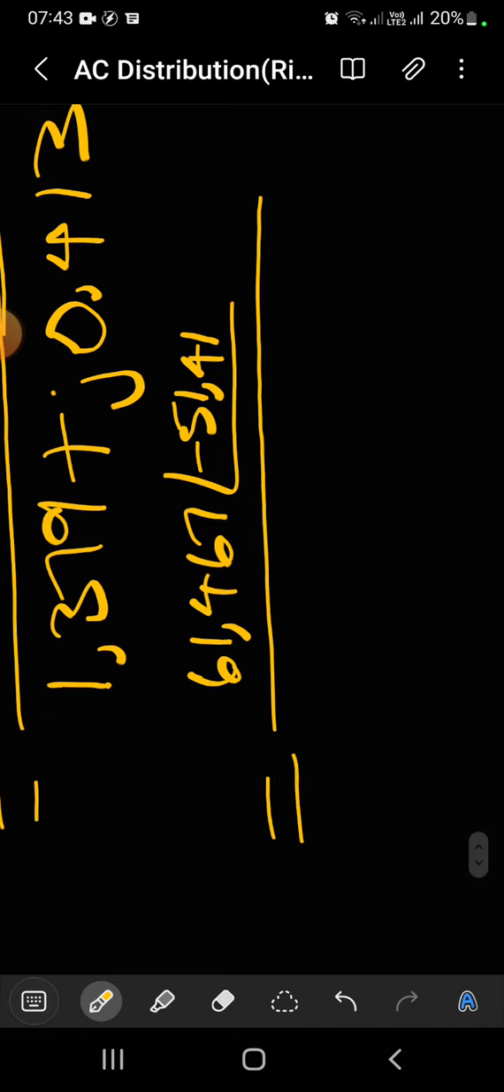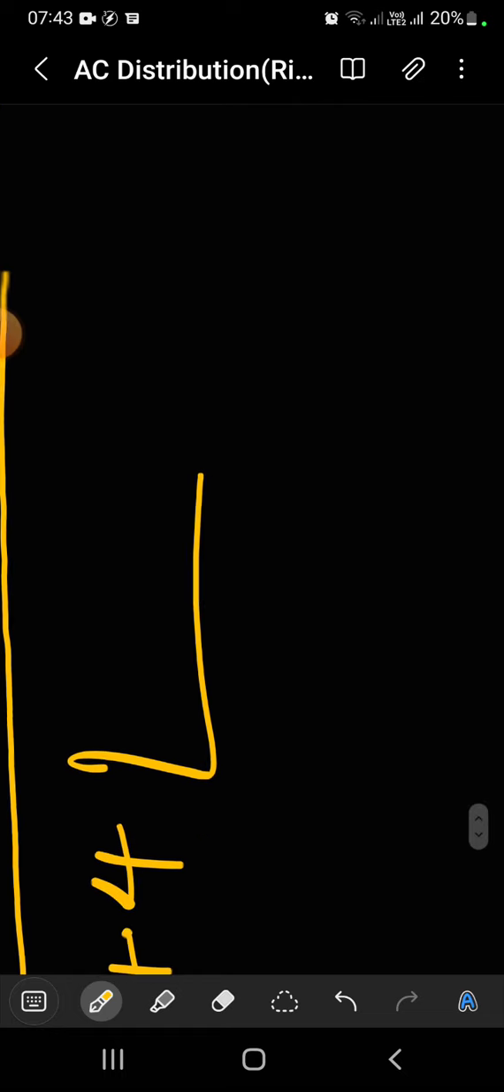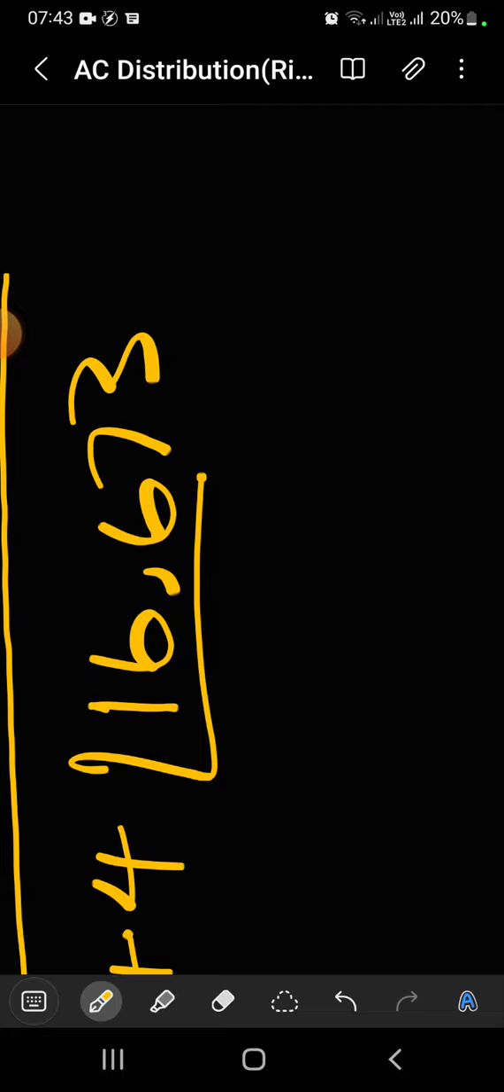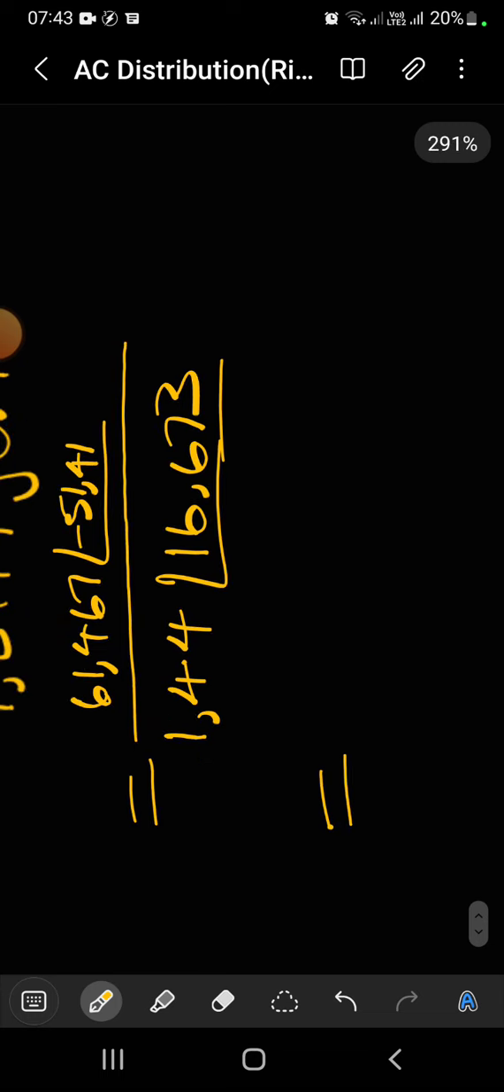All over. Now we're going to convert that to polar, right? Polar of the answer. And then you have your magnitude as 1,44 at an angle of 16,673, right? Now you divide the two magnitudes. That's 61,467 divided by 1,44. You get a magnitude as 42. That's the I-Thevenin.